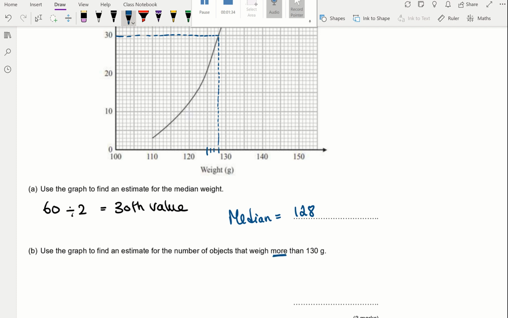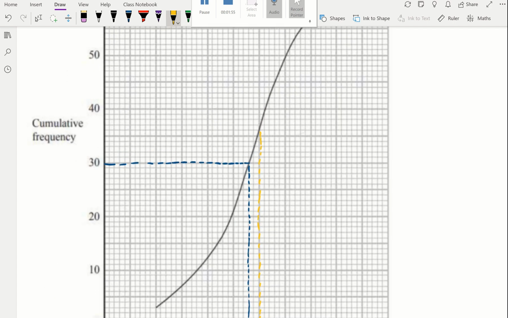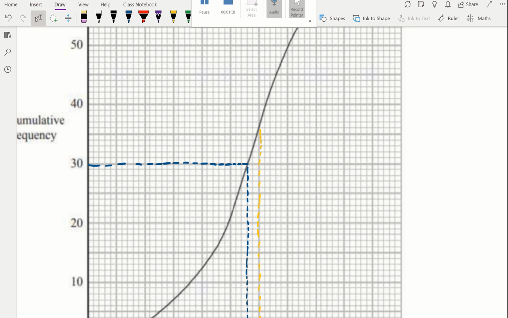And then again it says use the graph to find an estimate for the number of objects that weigh more than 130 grams. 130 grams is on the x-axis, that's where I start, at 130. And I follow it all the way up to the graph, I follow it up here.